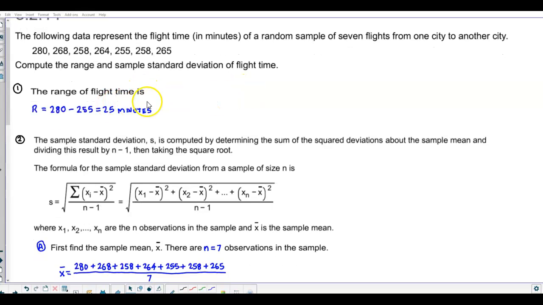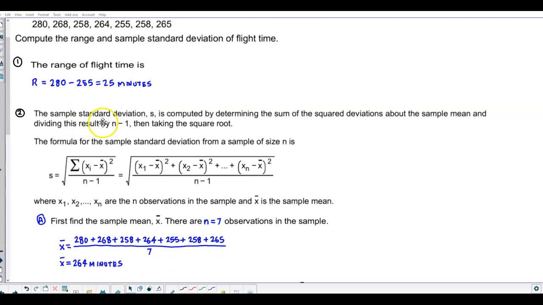Now to find the range of the flight time, we take the largest data value, which is 288, and subtract the smallest data value, which is 255, to get 25 minutes. So the range is 25 minutes. Now the sample standard deviation S is computed by determining the sum of the squared deviations about the sample mean and dividing this result by n-1 and then taking the square root.